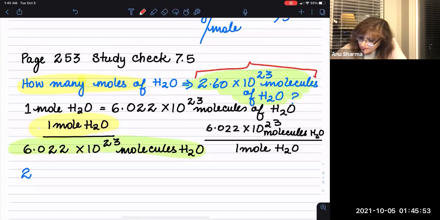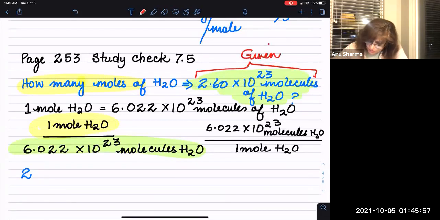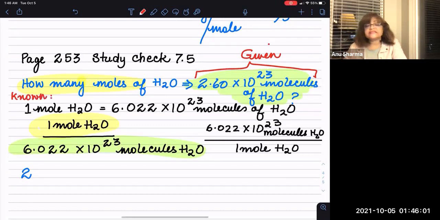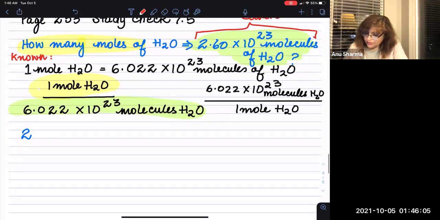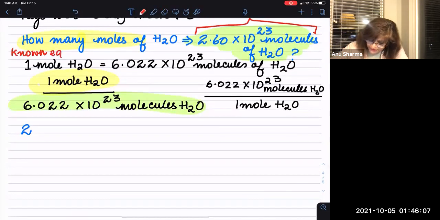This is given, okay? And this piece is known. So even if it's not directly stated somewhere, we expect you to know these equalities, okay? So, known equality. We have been talking about it quite a while now.